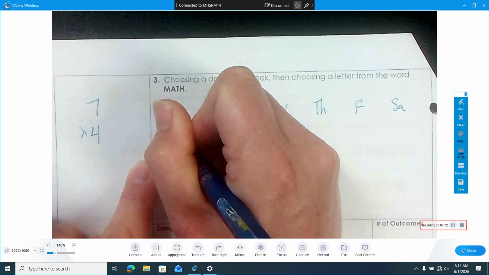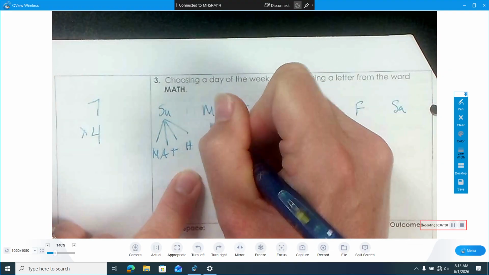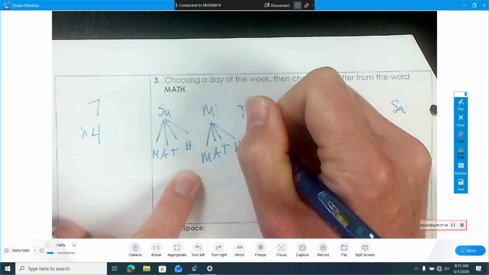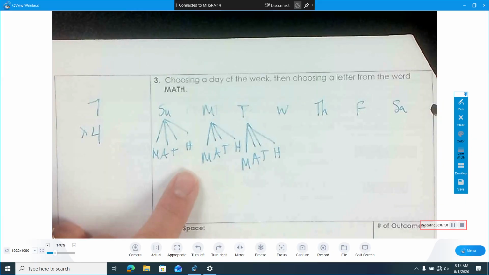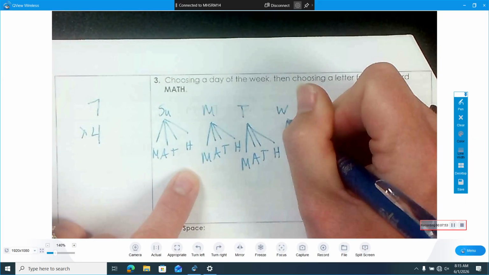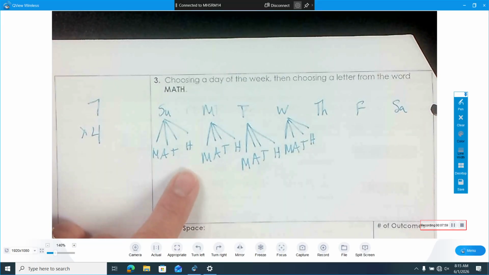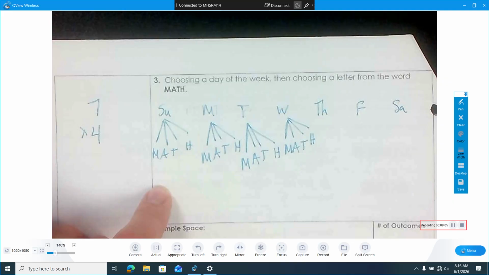If we got Sunday, then it could have been M-A-T-H. And then if I chose Monday, again, then I would choose a letter, M-A-T or H. Tuesday, we draw a letter, M-A-T or H. This is like 4, 4, 4, 4. We're going to have a 4 for each one of these days, aren't we? Is that going to get us to 28? Yeah, it sure is.